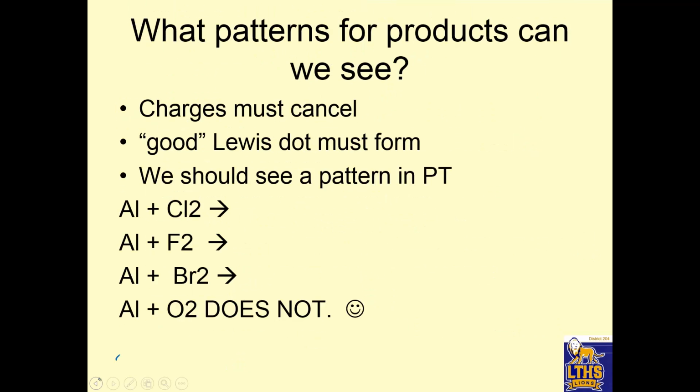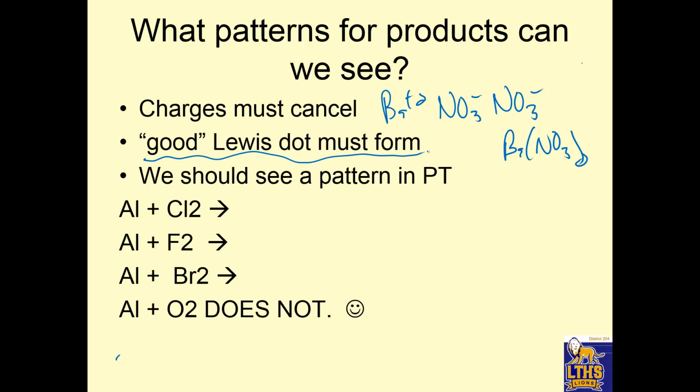What patterns for products can we see? Charges must cancel. So we know that, right? If I have barium plus 2 and I have nitrate minus 1, I need 2 nitrates to cancel the charge and get Ba(NO3)2. A good Lewis dot structure must form. So we talked about the Lewis dots. We should be able to see that a good Lewis dot structure must form.